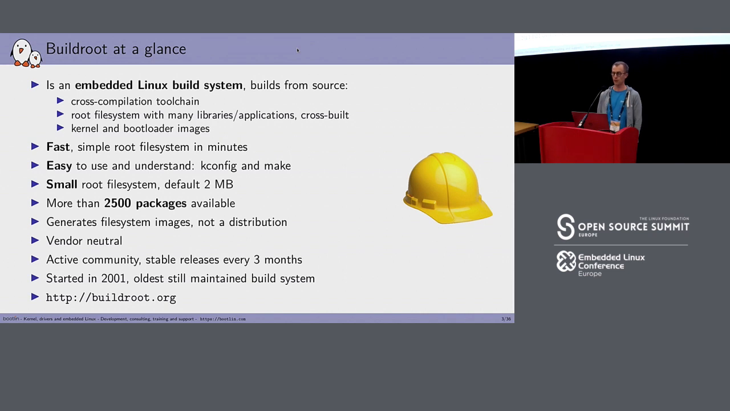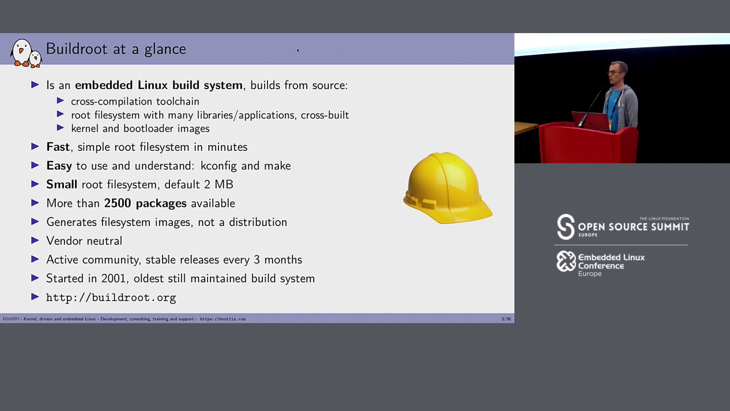So it's a fast build system. You can build a fairly simple root file system in a minute, which is a very nice thing. It's easy to understand. It uses Kconfig for configuration, just like the Linux kernel, and it's written in Make, which is not necessarily easy to grasp, but at least is a well-known technology that most of the folks in the Unix Linux ecosystem know about. So that's nice. It's not a special language or a special technology you have to learn. It's something you probably already know.